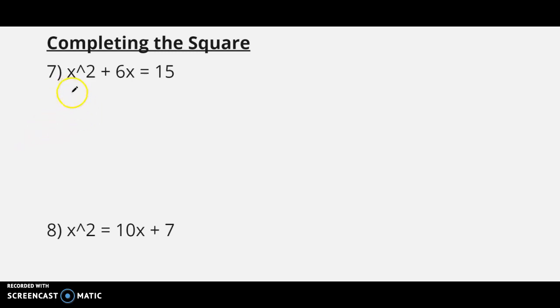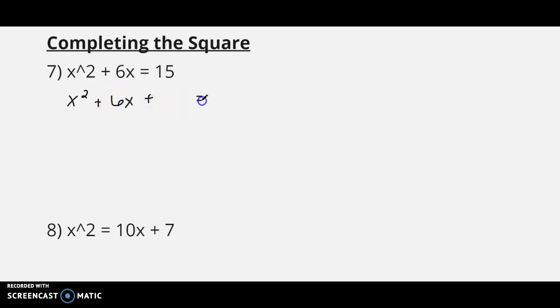First thing is we need to get all the x's to one side. And number 7 here, x squared plus 6x equals 15. All the x's are to one side, and so we kind of use the technique we just used on the previous problem. We create a perfect square trinomial. Let me write this again and leave a little bit of space.